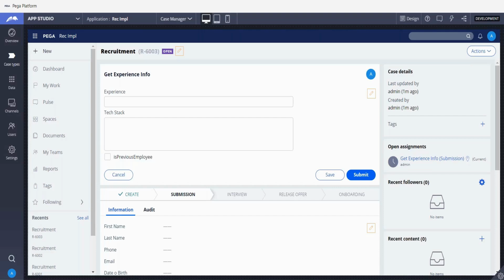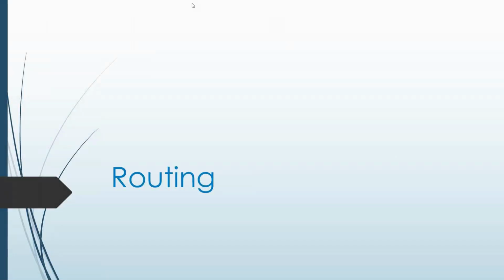Then the next thing that we will be talking about is case routing mechanisms, right? So routing in this context, what does it mean? Okay, let us see that. When I talk about people working on the assignments or on the case types, I need to tell who has to work on it. Which assignment is intended for whom has to be clearly defined.